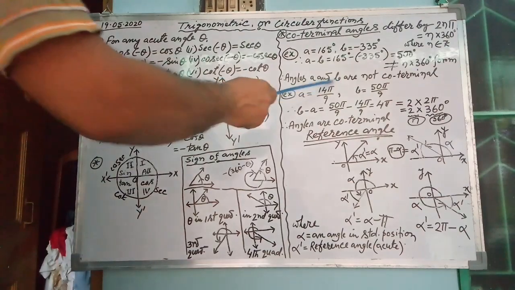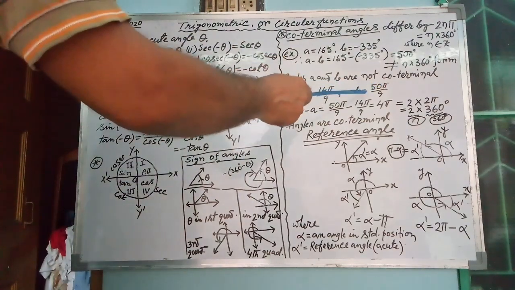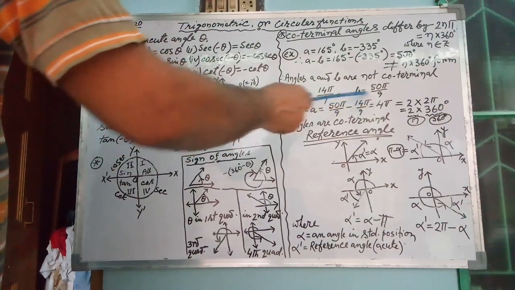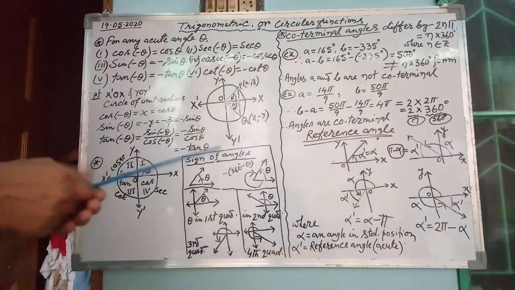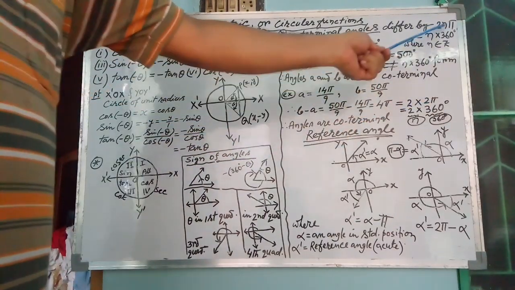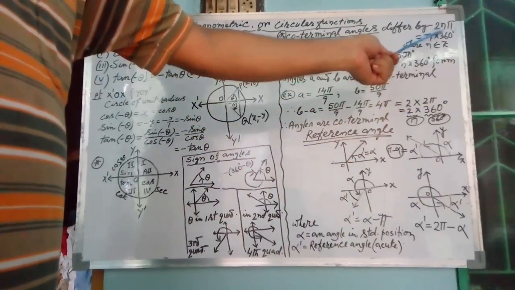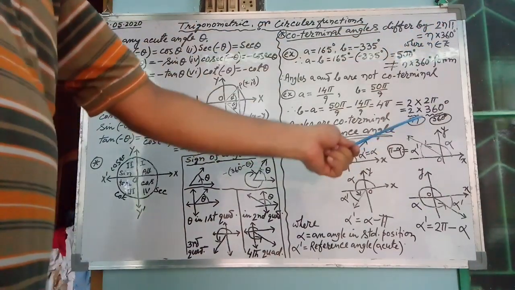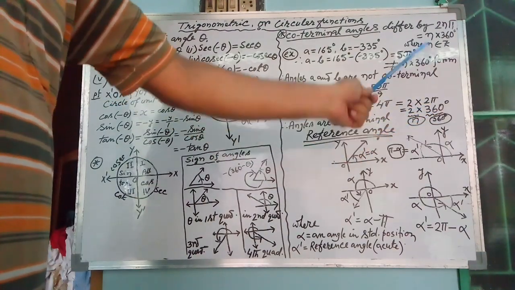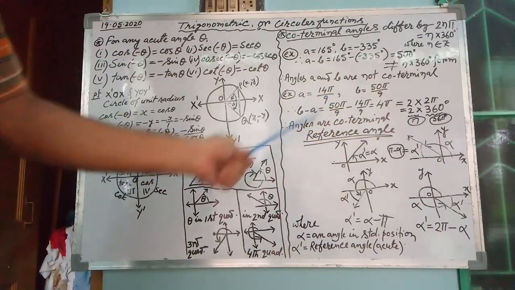Next example, suppose A equals 14 pi by 9 and B equals 50 pi by 9. Find the difference between these two angles. B minus A equals 50 pi by 9 minus 14 pi by 9. After simplifying, we get 4 pi. 4 pi can be written as 2 into 2 pi, in the form of n into 2 pi. See, it has come in the form 2n pi or n into 360. We can also write it as 2 into 360. So since it is in the form of n into 360, these two angles A and B are coterminal.